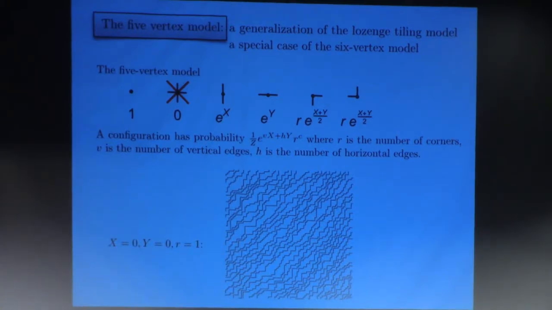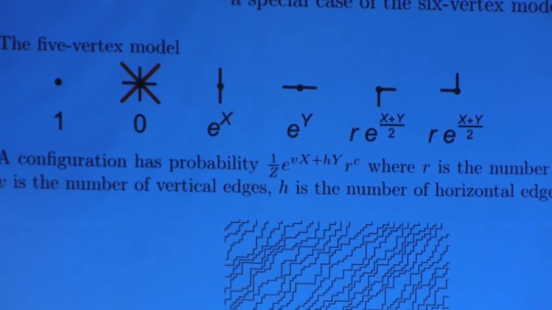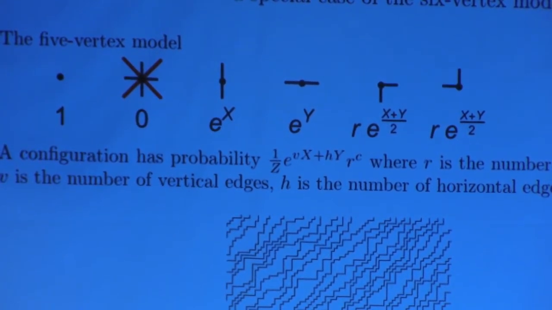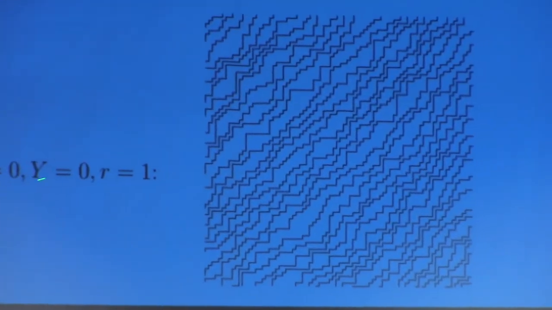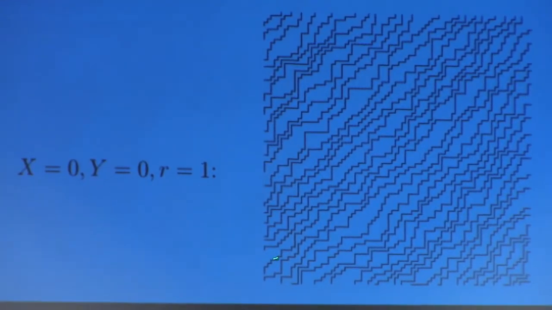And right, so I'm just repeating the definition. A configuration has a certain probability, 1 over Z times r to the c, where c is the number of corners, times e to the (vx plus hy), where v is the number of vertical edges and h the number of horizontal edges. If you notice how I defined it, this configuration gets an e to the x, and that one gets an e to the x over 2. So the net number of x's is that I get one e to the x for every vertical edge in the model, and one e to the y for every horizontal edge. And here's a simulation of the case when x and y are 0 and r equals 1. In this case, all five local configurations are equally likely. And that's with toroidal boundary conditions.